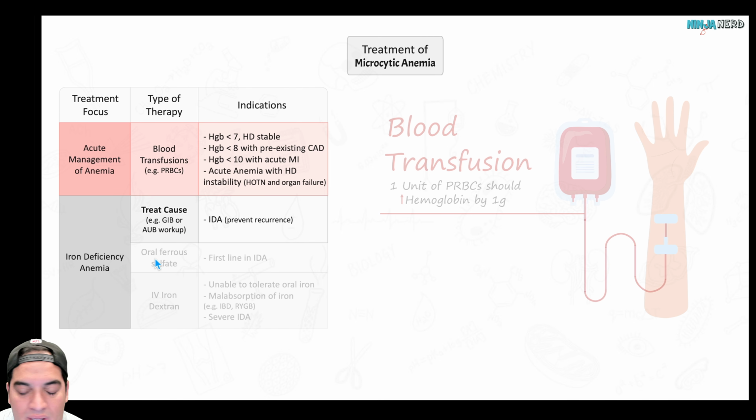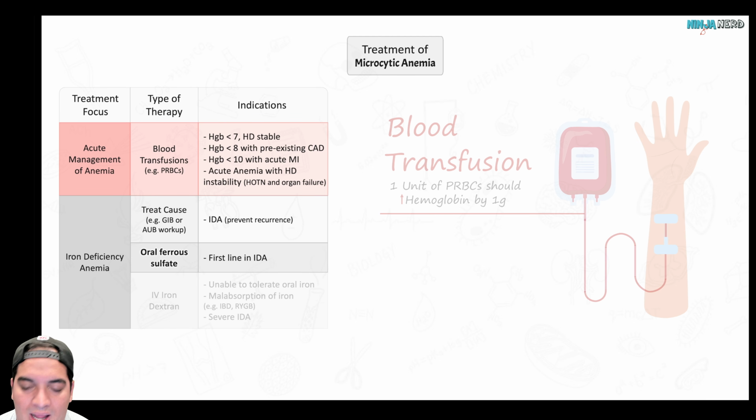The other component here is preventing, getting them a sufficient amount of iron in their diet. So what we'll have to do sometimes is put these patients on oral ferrous sulfate. And so that's going to be the first line. So we usually do 325 milligrams of ferrous sulfate with some vitamin C to help to increase the absorption of the iron.